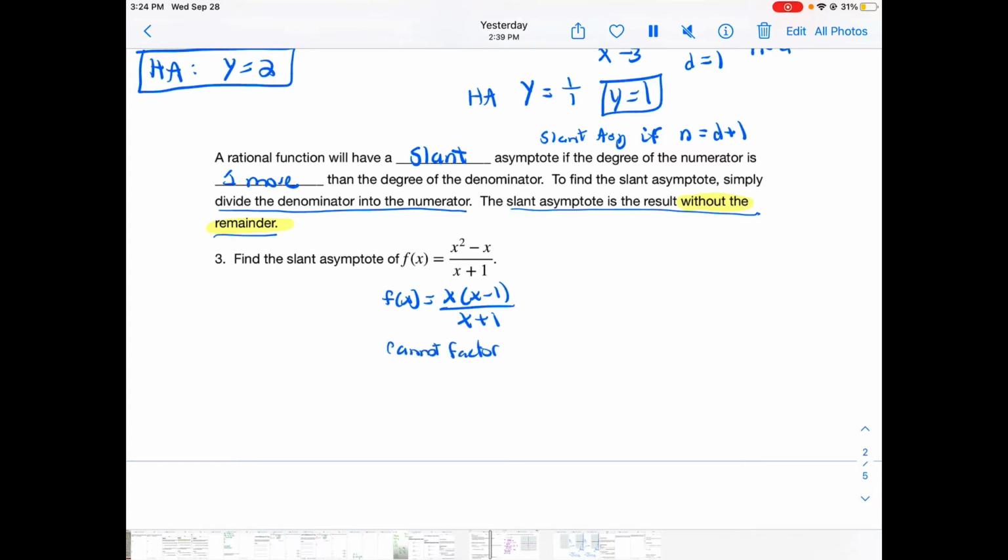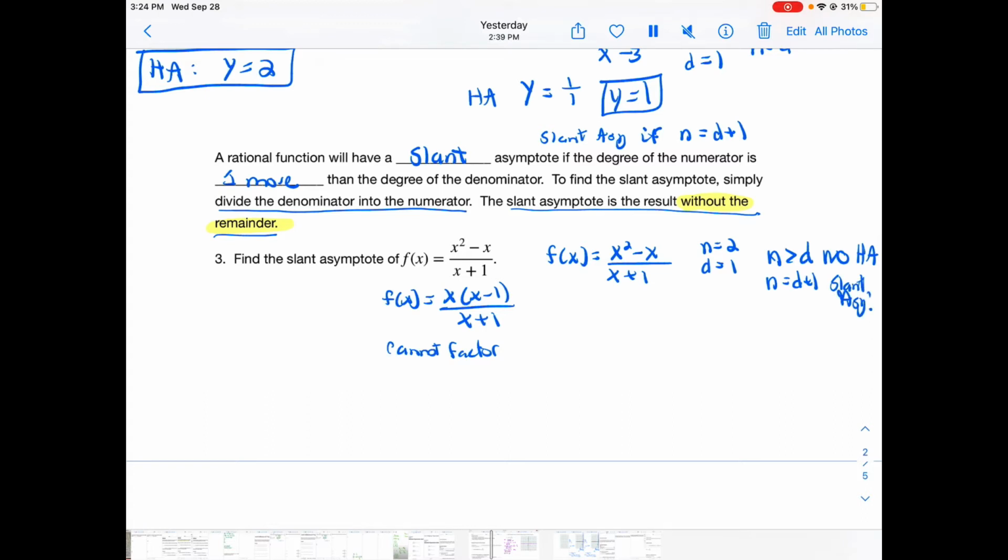So I'll go back to my original problem. And so I noticed that the degree of my numerator here is 2, so n equals 2, and the degree of the denominator is 1. So 2 is greater than 1, no horizontal asymptote. But I also noticed that n is equal to d plus 1. So 2 is equal to 1 plus 1. So it's just 1 greater. So that tells me I'm having a slant asymptote.